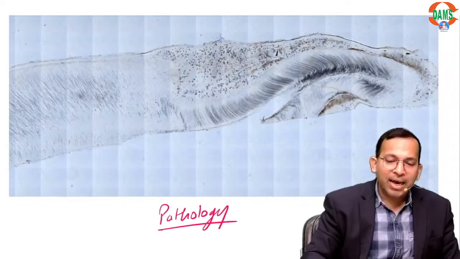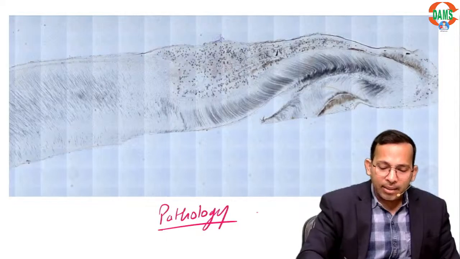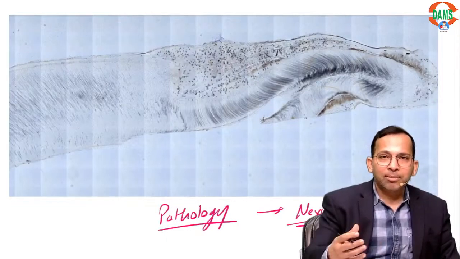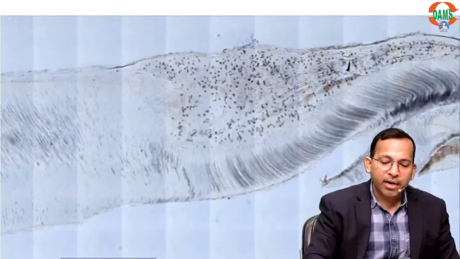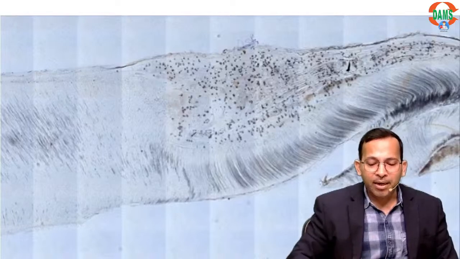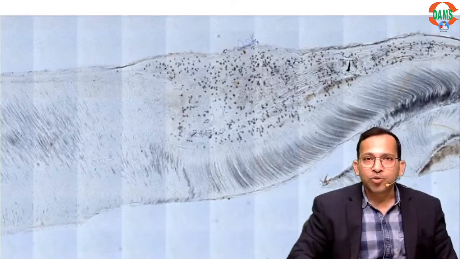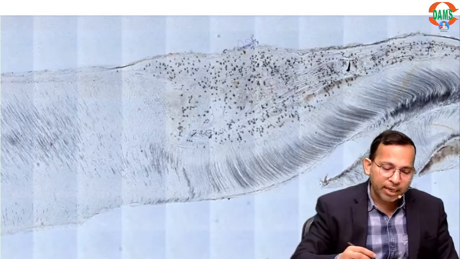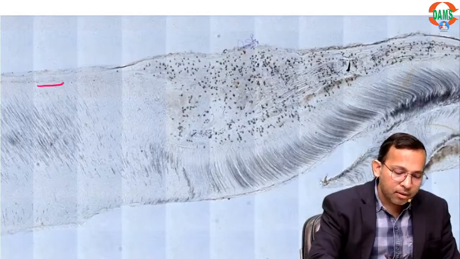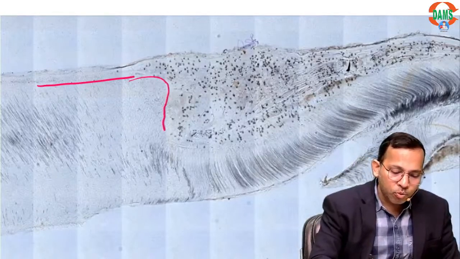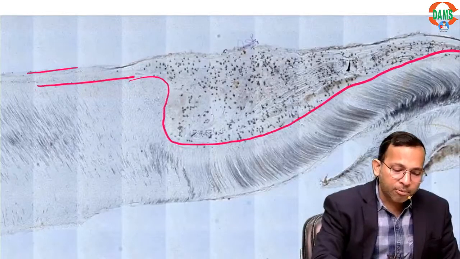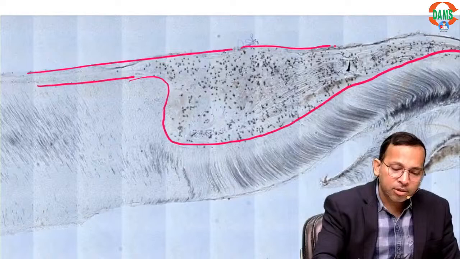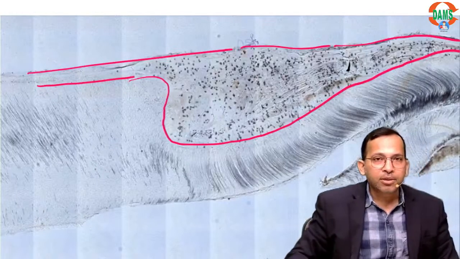What pathology has occurred in this section? And then next, what has happened? Do you see some sort of repair in this tissue? And if you do, then what type of repair does this tissue represent?